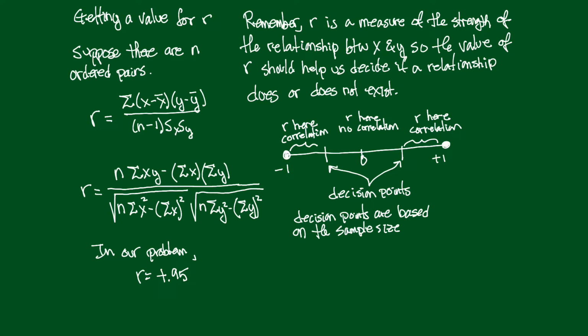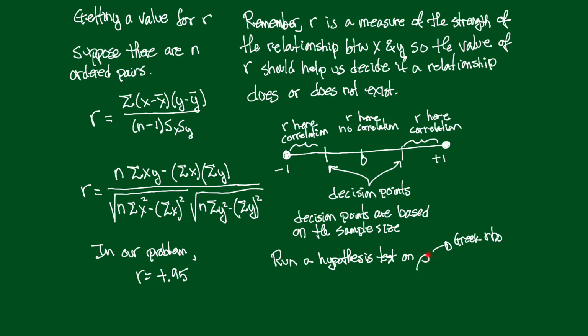So if your value of r lands in this interval here, we're going to say there's a correlation. If your value of r lands somewhere in this interval, we're going to say there's a positive correlation. But if r is here, we're going to say it's too close to 0, no correlation. So this point here and this point here, these are called decision points. And decision points are based on the size of the sample. And we're going to do this by running a hypothesis test. We know all about hypothesis tests. So what we're going to do is run a hypothesis test on parameters.